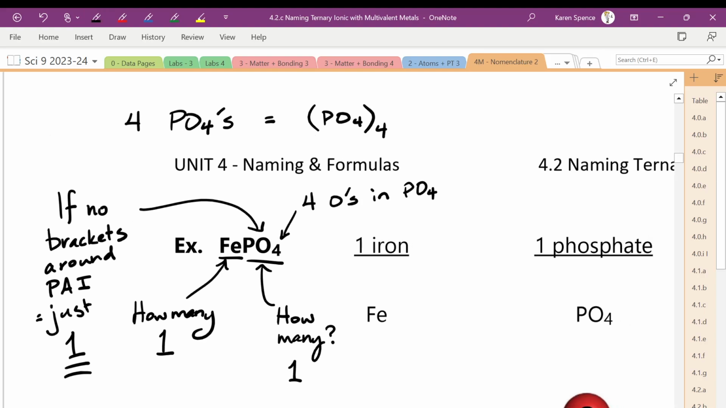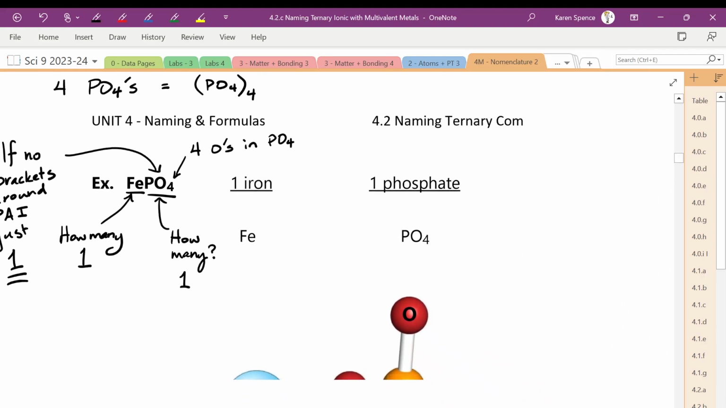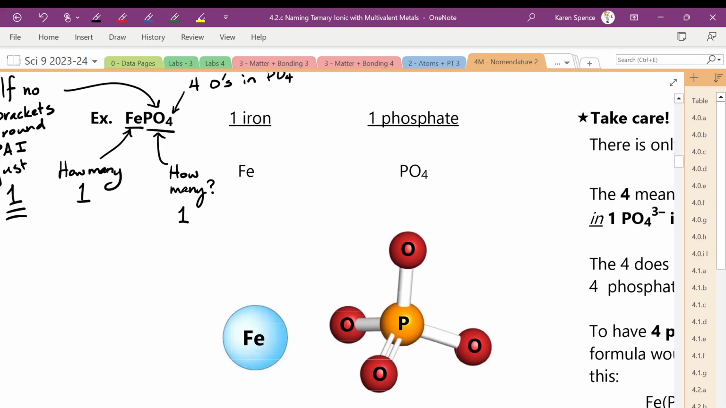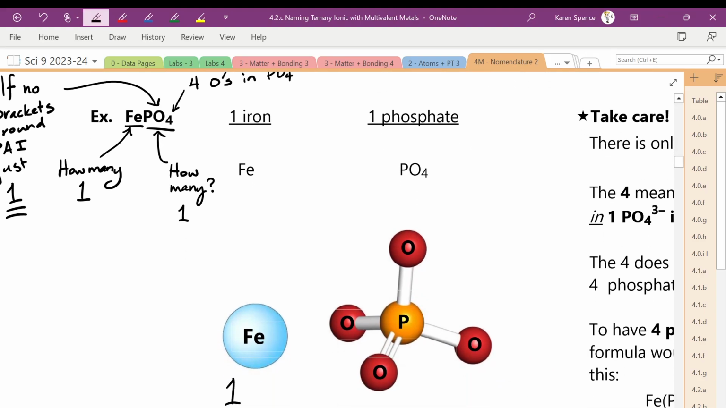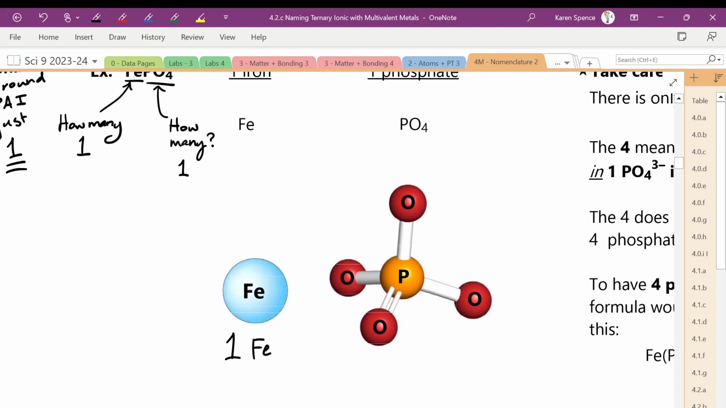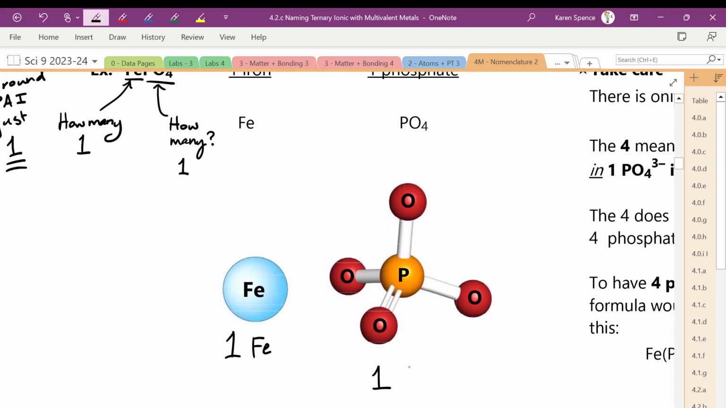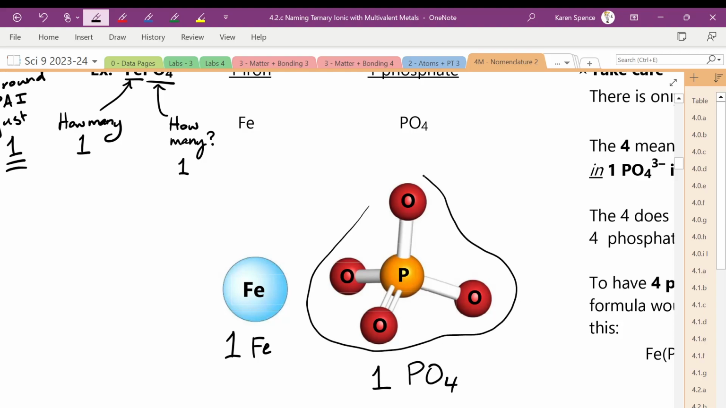Okay, good stuff. So here's a little picture of PO4 just to let you visualize that a little bit more. Here we have 1 iron and we have 1 PO4. That's our whole little group there.